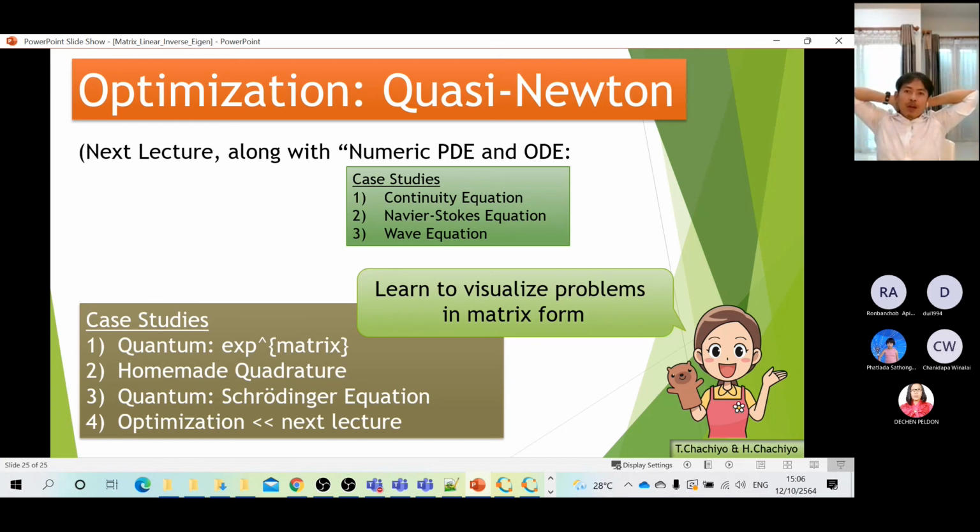Now we have one more topic left, okay. It's called optimization, and we're going to use what we call the quasi-Newton method to practice the skills. The skill is how to visualize the problem in matrix form, but let's put that into the next lecture, along with very exciting on-request topics, namely the Navier-Stokes Equation.